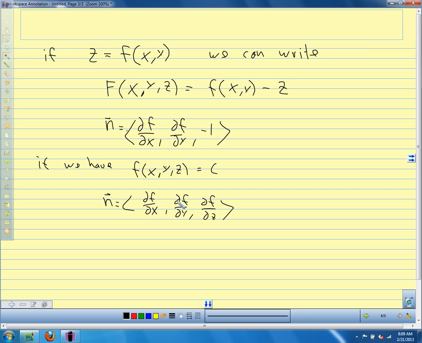Okay. We can use these normal vectors to find our tangent planes and to find our normal lines. So, everybody clear on what we've done so far? Nothing really complicated, nothing really that different. Just we're using our gradient in a little bit different way.